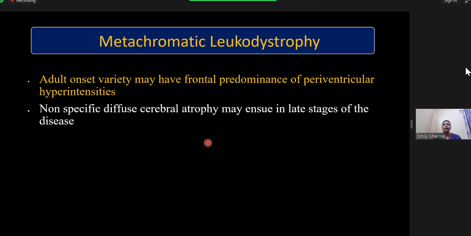So we have to know in such cases, we may not see the typical periventricular pattern. We may see frontal predominant hyperintensities, and in later stages, non-specific diffuse cerebral atrophy may ensue. So, in metachromatic leukodystrophy, the frontal predominance of periventricular hyperintensities is common in adult age, whereas in Krabbe's disease, the posterior predominance is common in adult age.